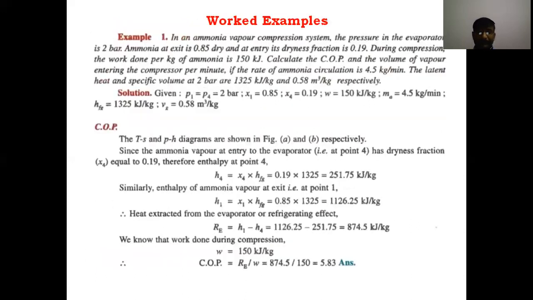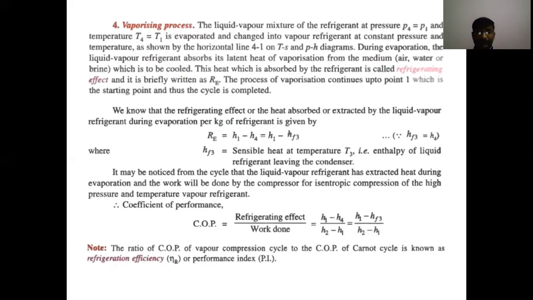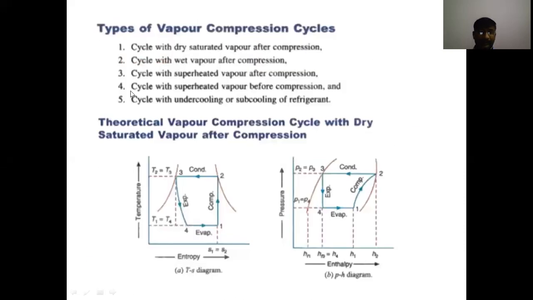These are the worked examples on the first type of cycle, that is the cycle with dry saturated vapor after compression. This is the first cycle I explained. The remaining cycles I will cover in the next class along with their problems.